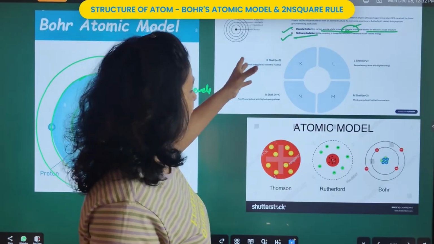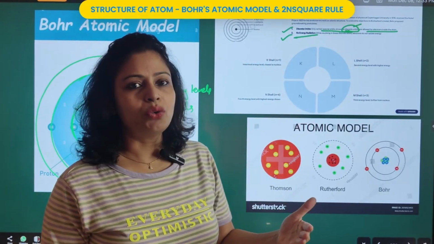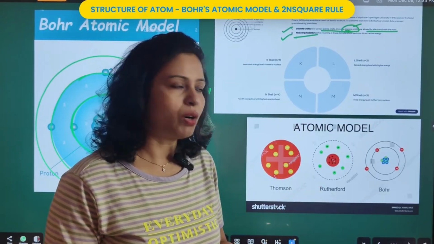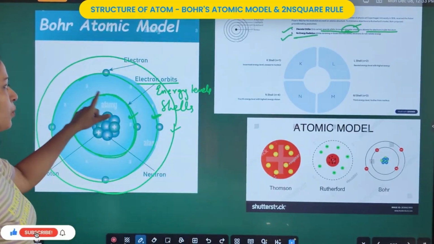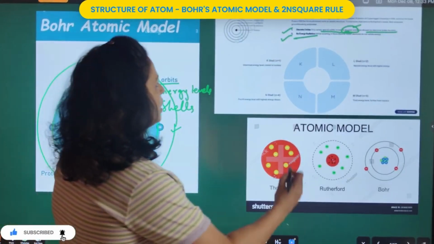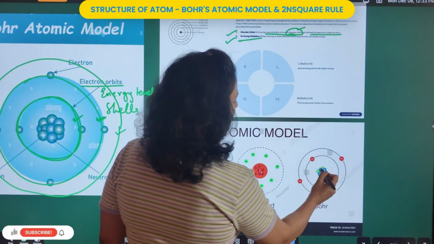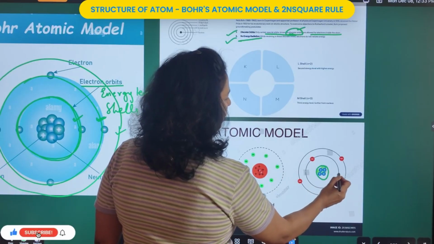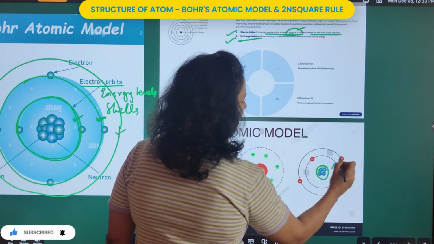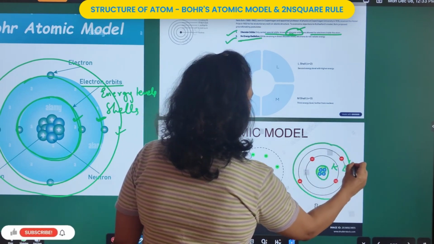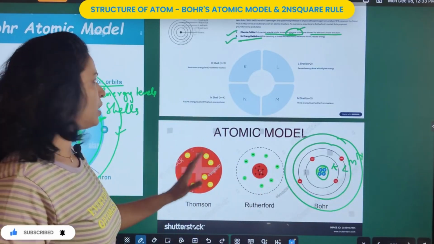So these two points which were explained by Bohr, we still follow till now. We follow Bohr's atomic model, which says that the electrons revolve around the nucleus in discrete orbits. So there are different shells. See here, this is the nucleus, and around it you have electrons. The first orbit will be the K shell, then the L shell, then the M shell, then the N shell. Till the N shell only you can study.